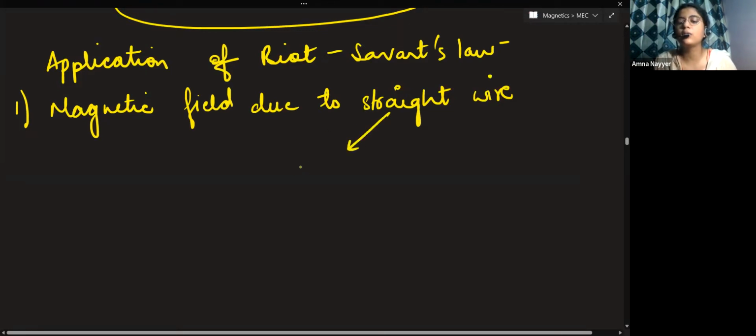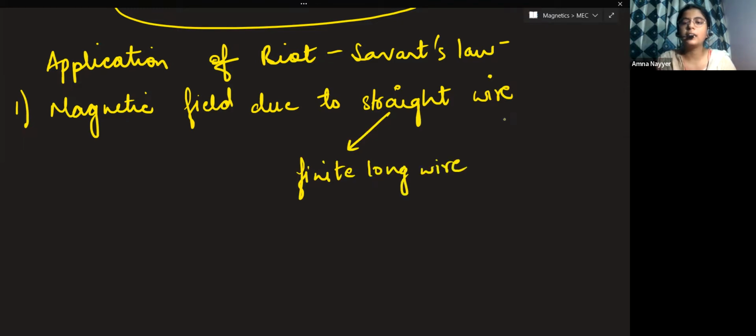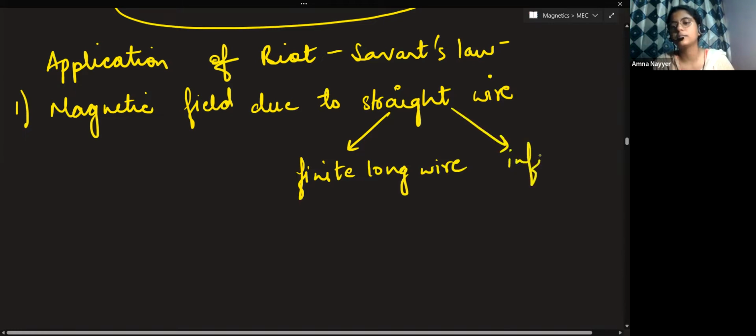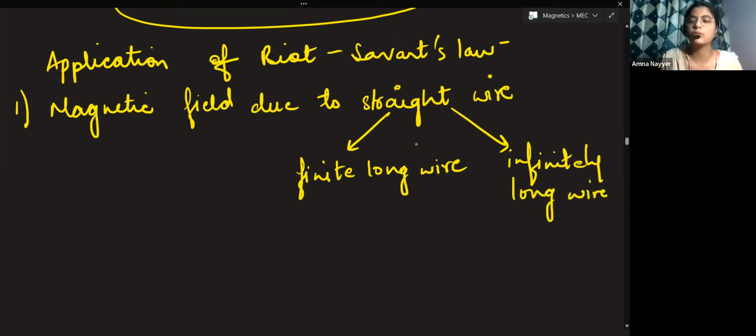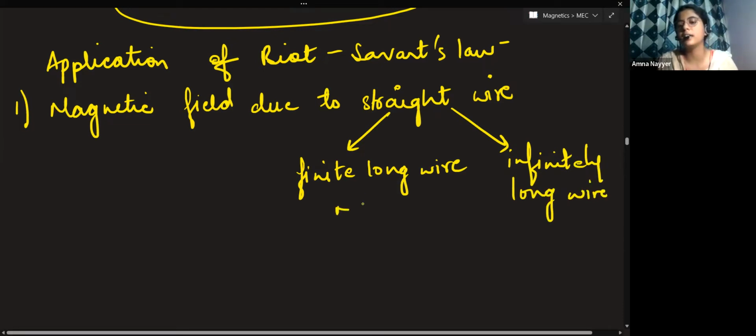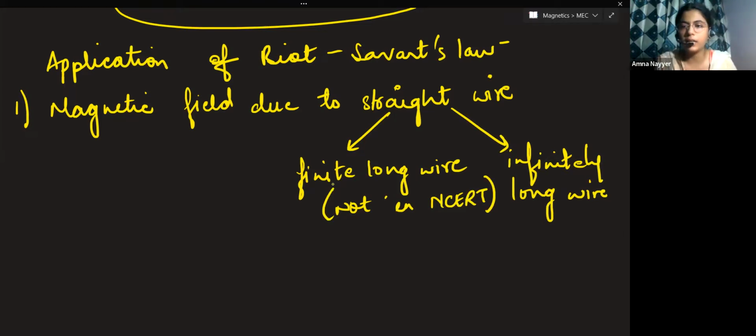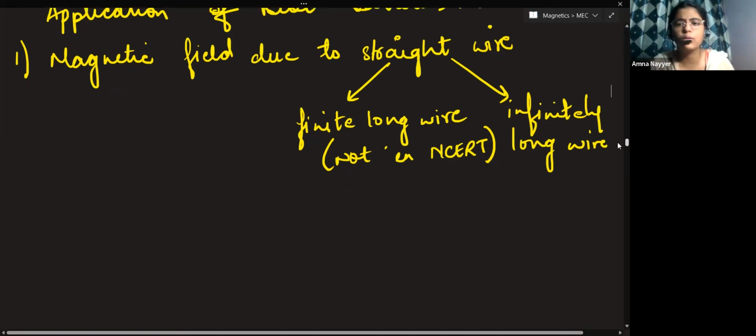Now, straight wires include the finitely long wire and also the infinitely long wire. The finitely long wire is not included in NCERT. We will do the infinite one, and we'll see a special case of infinite, which is semi-infinite. You must have heard of it. So don't worry about the finite wire.